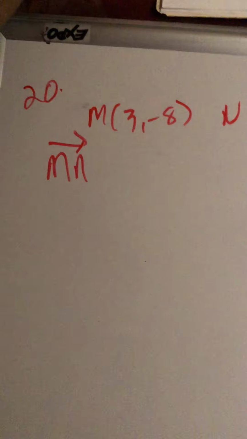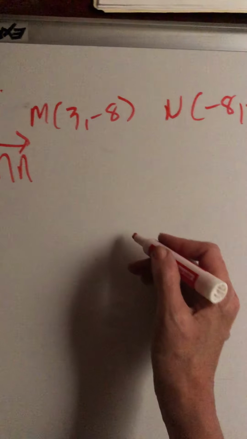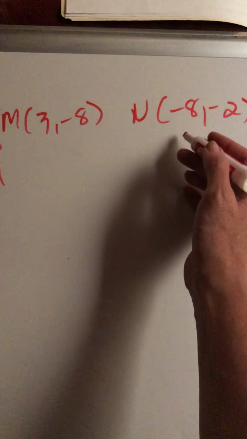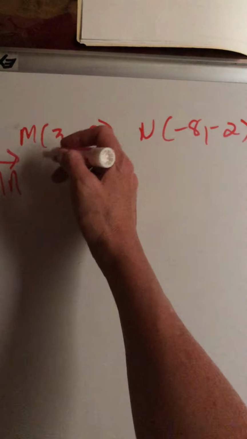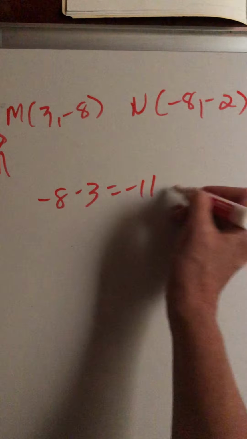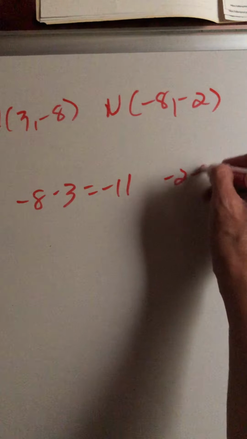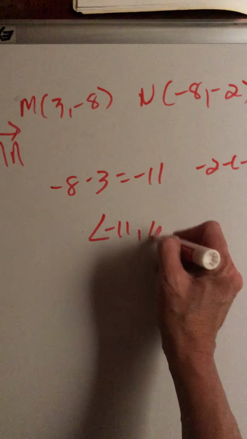Sometimes you see it with just one half of the arrow. This is vector MN. We want the component form of the vector. To find the component form, you take the second point, the terminal point, and subtract the first point from it. So -8 minus 3 is -11, and then negative 2 minus negative 8 would be 6. So the component form is negative 11, 6.